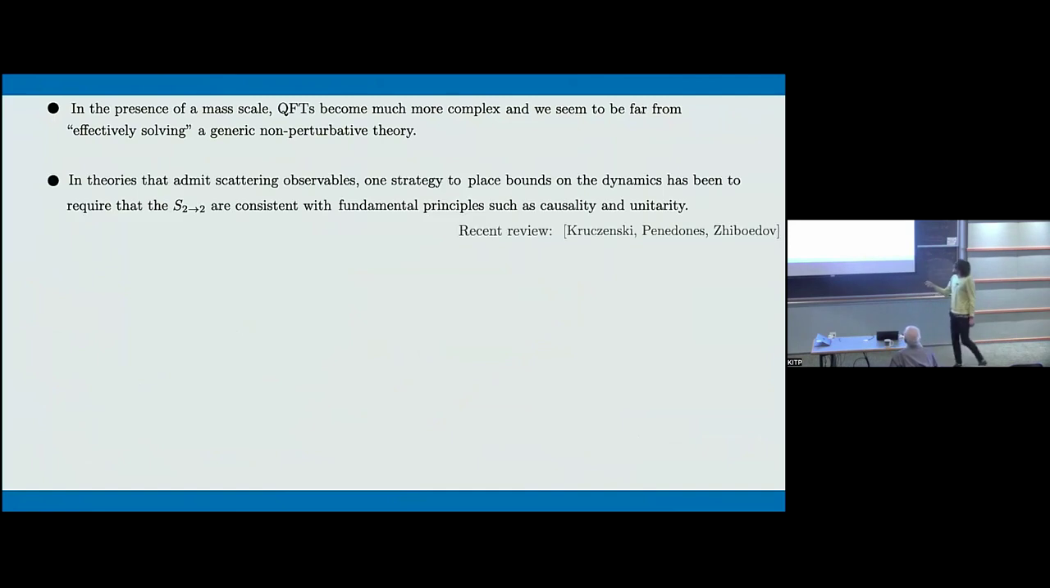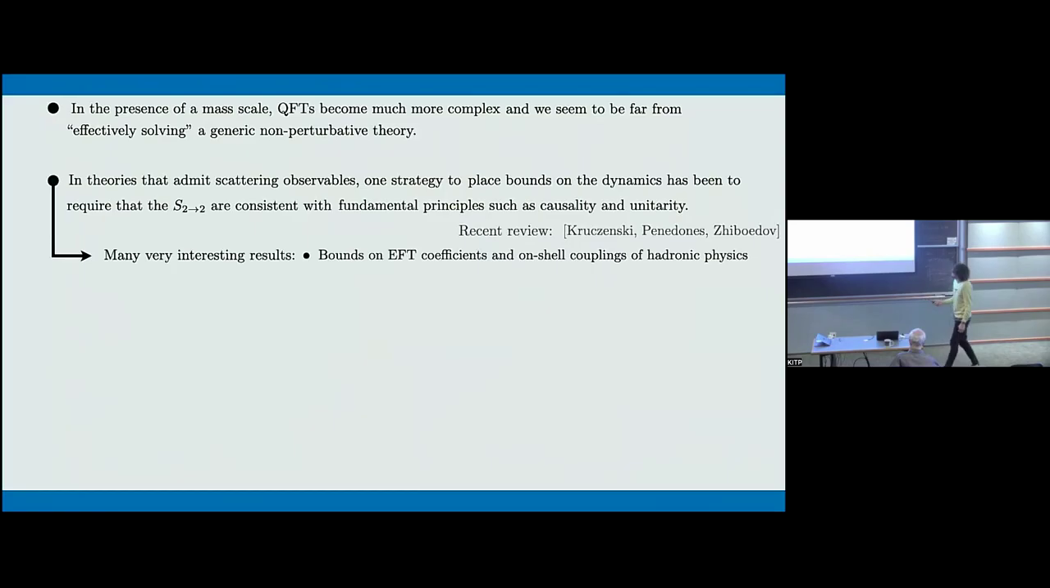Now, in theories which admit scattering observables, one strategy to try to reproduce the success of the conformal Bootstrap has been to consider the scattering of light modes in this theory, for example, consider 2-to-2 scattering processes and require that these scattering processes are consistent with fundamental principles such as causality and unitarity. There have been many successes in this direction.